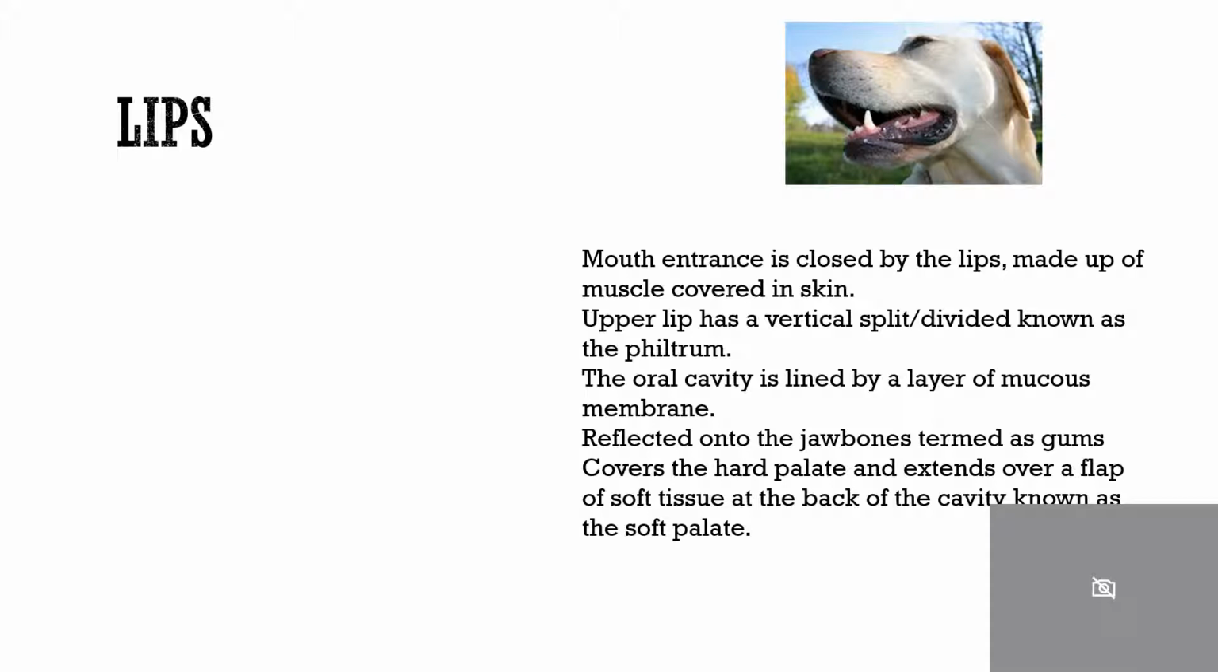The lips. The mouth entrance is closed by the lips, made up of muscle covered in skin. We have within the upper lip a vertical split or division known as the philtrum. The oral cavity itself is lined by a layer of mucous membrane, and this is reflected onto the jawbones, and we term these as gums. This mucous membrane also covers the hard palate and extends over a flap of soft tissue at the back of the cavity known as the soft palate.